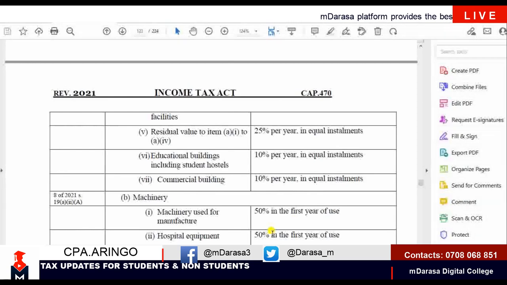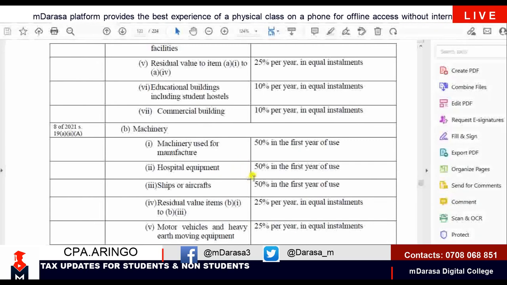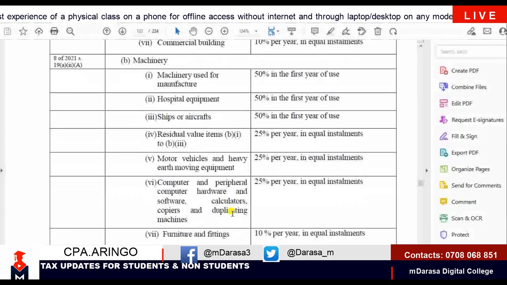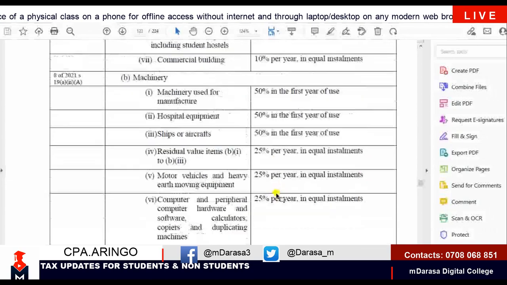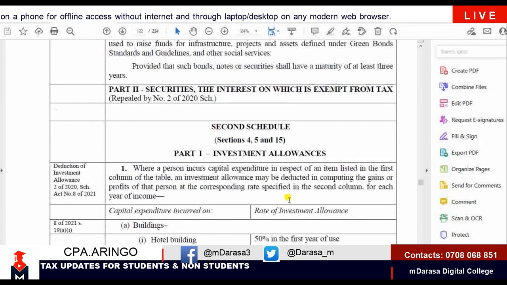Then here we are talking of machinery, items that are also used in manufacturing. This includes machinery used for manufacture, hospital equipment, ships or aircraft. That is 50% in the first year. For residual value, we are talking of 4 to 5% per year in equal installments. All these other elements, I'll be explaining as we proceed. Mwalimu just wanted us to see what has been stipulated in our Income Tax Act.